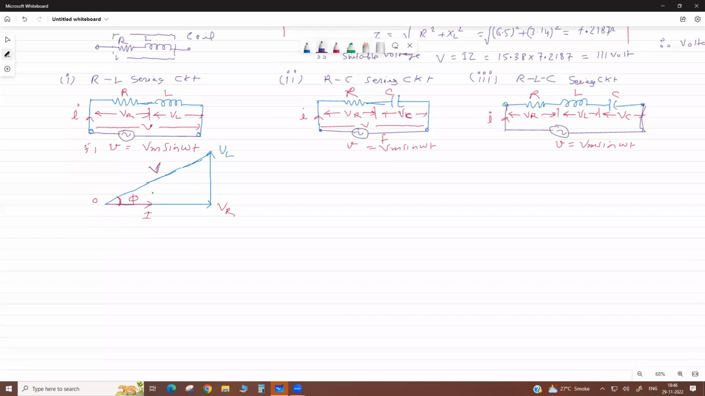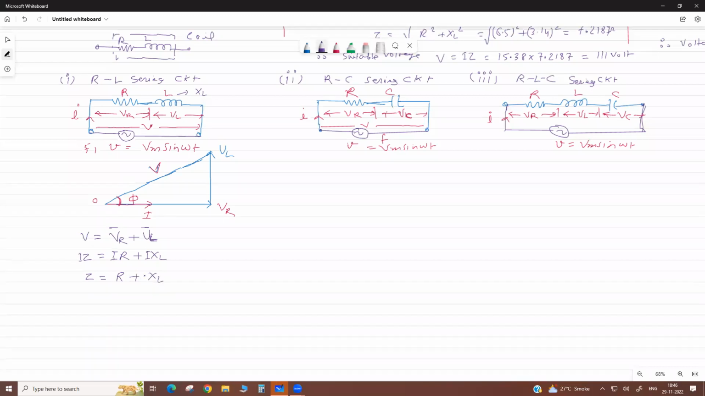Now if we calculate here, total voltage equals voltage across R plus voltage across L. For total, it is IZ, where Z is the impedance of the circuit. This is the drop in resistance, and this is the drop in reactance, inductive reactance. If we take I common, this Z is a combination of both.